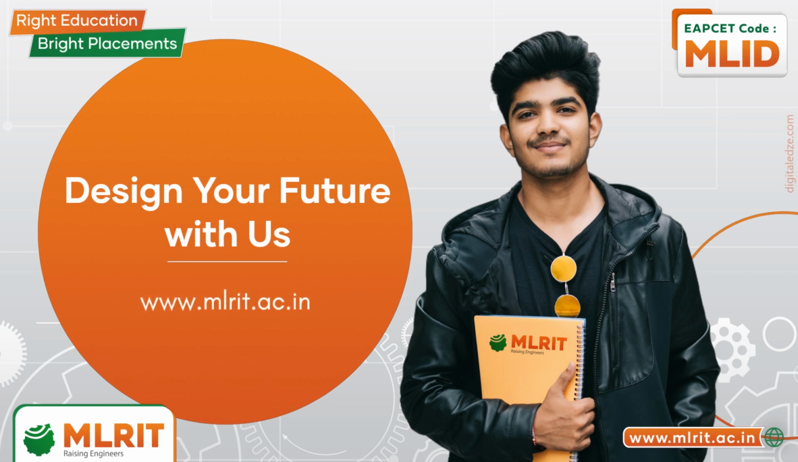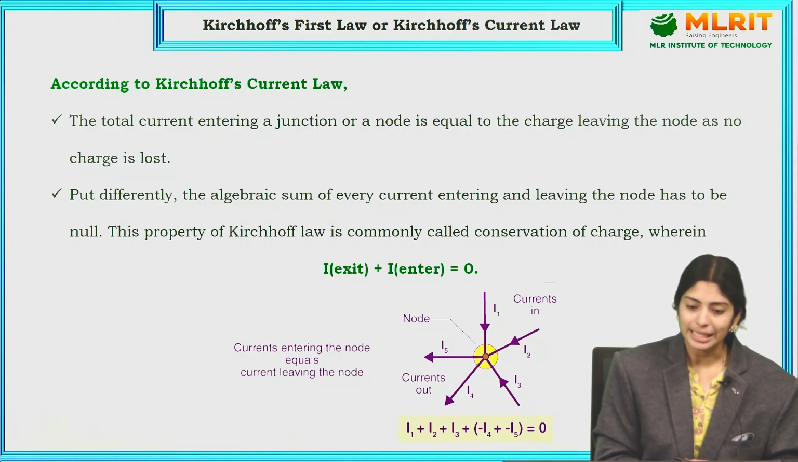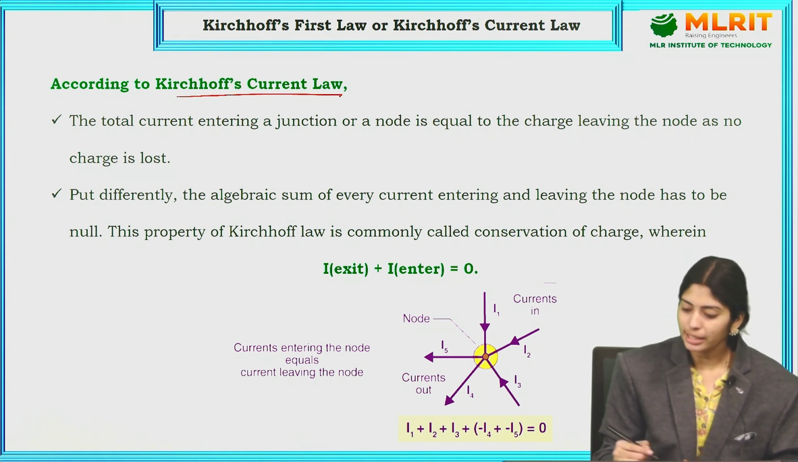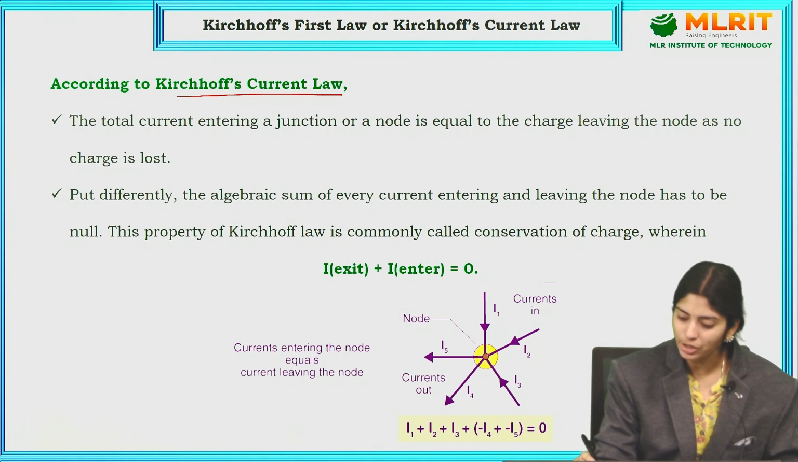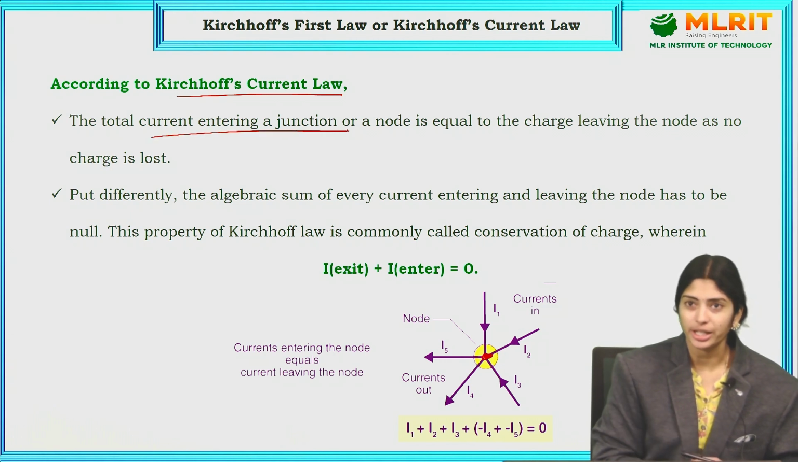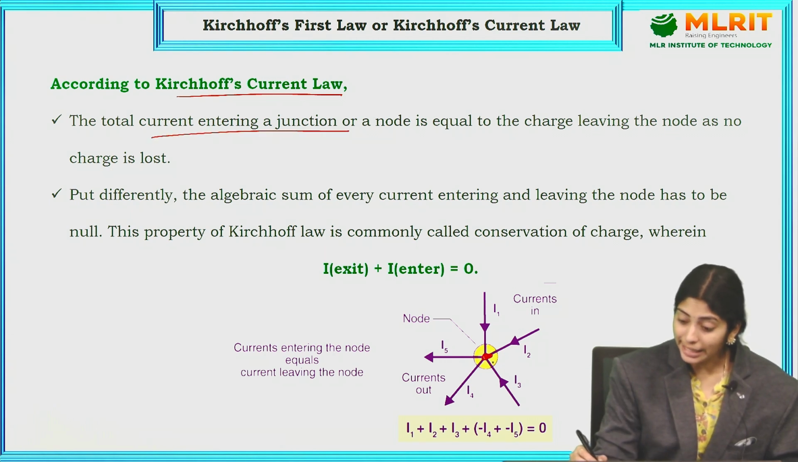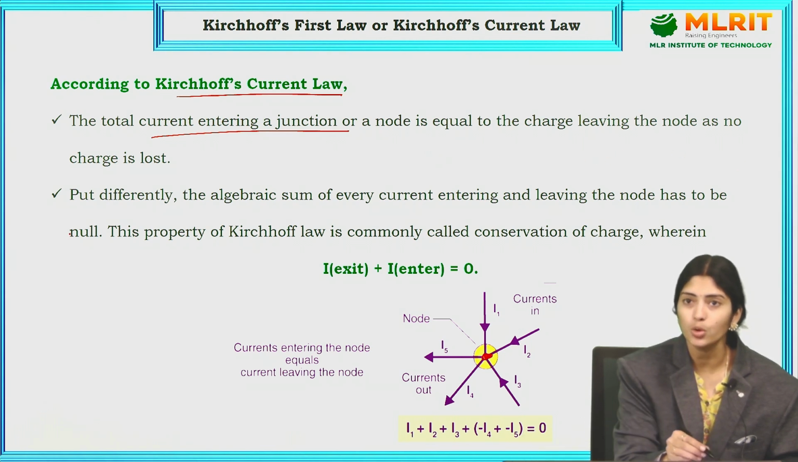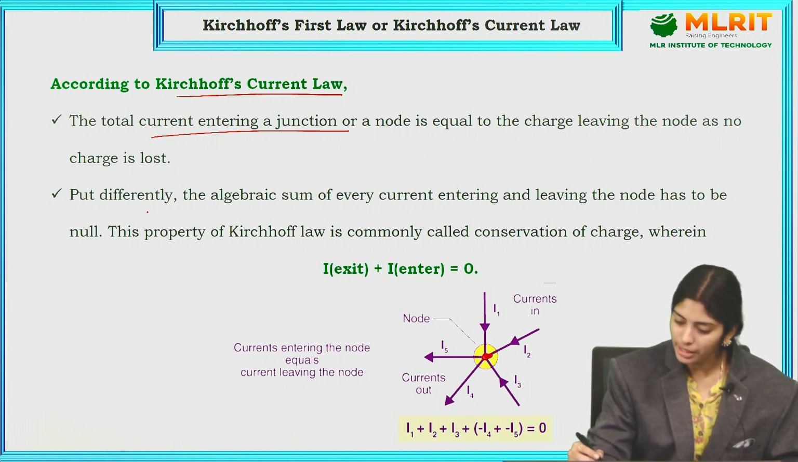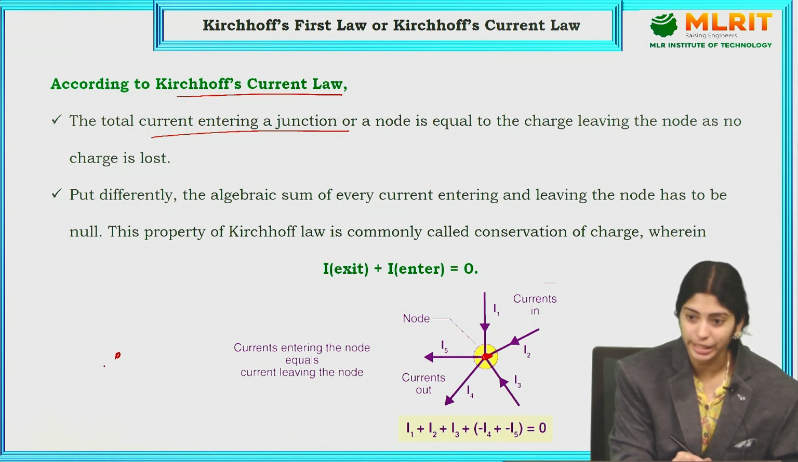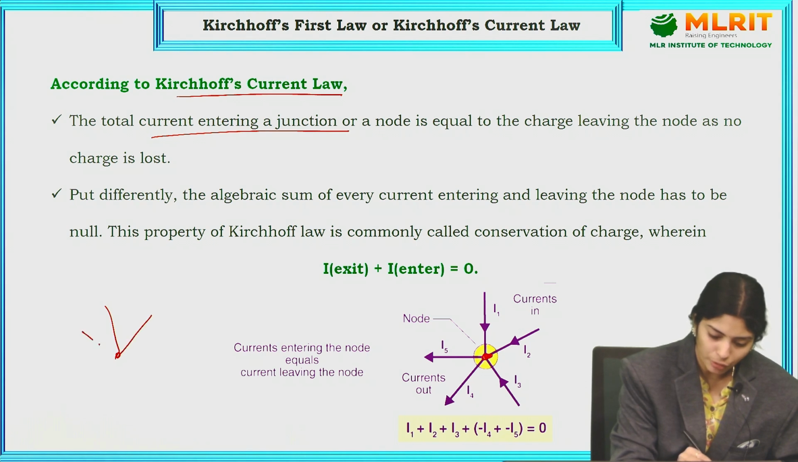Now let us see in detail about Kirchhoff's laws. First, according to the KCL. What is the KCL? In this particular example, this is a junction or a node. According to the KCL, the total current entering a junction or node is equal to the charge leaving the node, as no charge is lost. See here, this is a junction, the same diagram I am showing here. There are different paths for the current to flow.